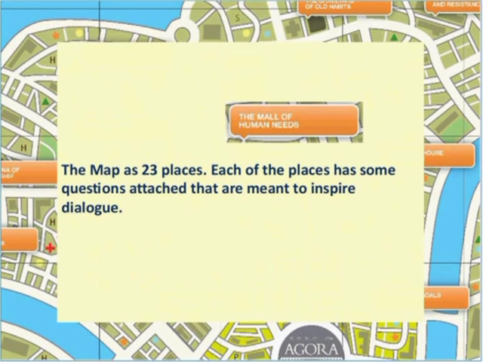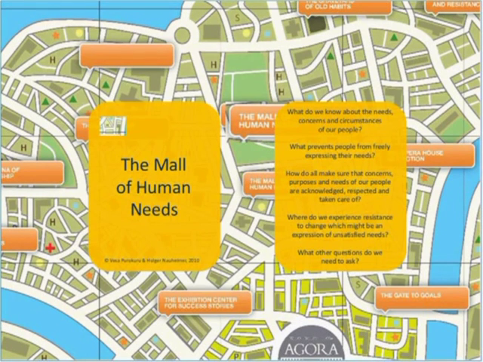We're working on background text. We're working on tools that can be applied at those places, but they're mainly meant to inspire a dialogue. So for example, if you go to the Mall of Human Needs, you will have cards, and on this card there are a couple of questions which you see on the right side. And there's always the question, what other questions do we need to ask?